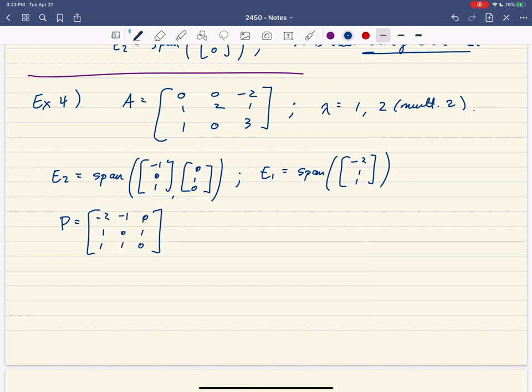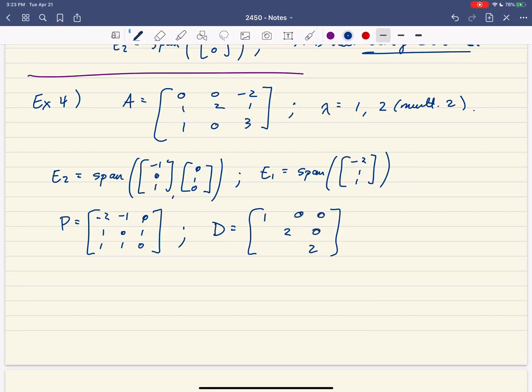You can actually interchange these columns in any order that you'd like. You just have to put your matrix D in the right order. So since the first column, -2, 1, 1, corresponds to the eigenvalue 1, the value 1 goes in the first column of D. And since the other two vectors correspond to the eigenvalue 2, 2 goes in those columns.